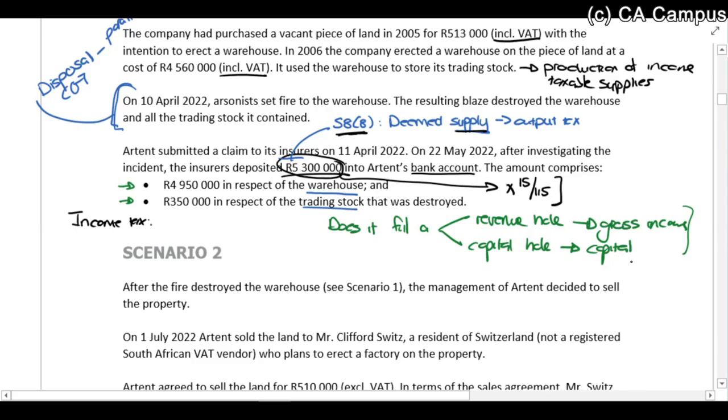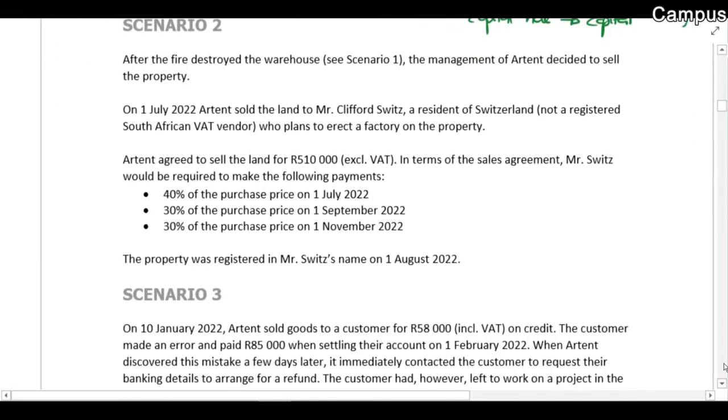So what do you think already? I hope you all identified this. What's the warehouse? It's usually going to be capital because we're not in the business of buying and selling warehouses. Trading stock, that is usually what we sell. That's our business, our scheme of profit making. So that's usually gross income. Right. So you can already see just from this information, there's a lot of things popping out. And hopefully you got all of those.